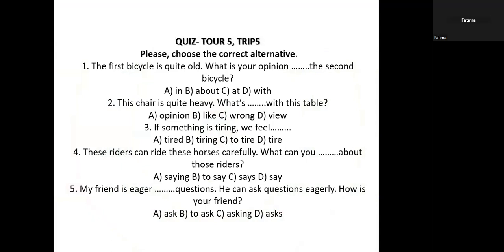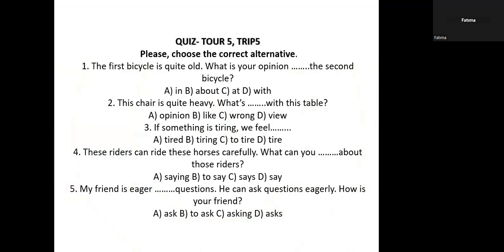Okay, now quiz time. Quiz of Tour 5, Trip 5. Question 1. The first bicycle is quite old. What is your opinion blank the second bicycle? Of course, we need about. Opinion about the second bicycle.